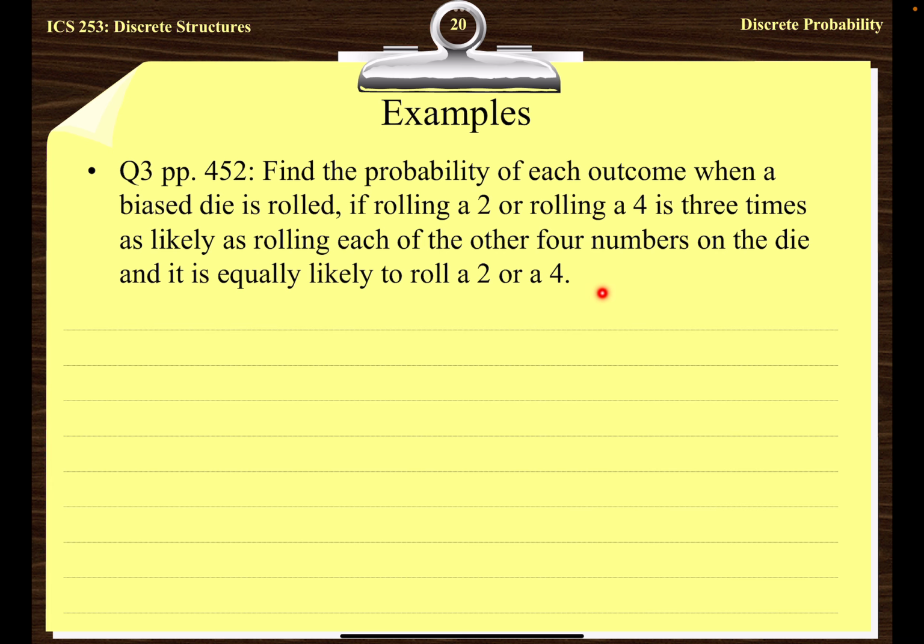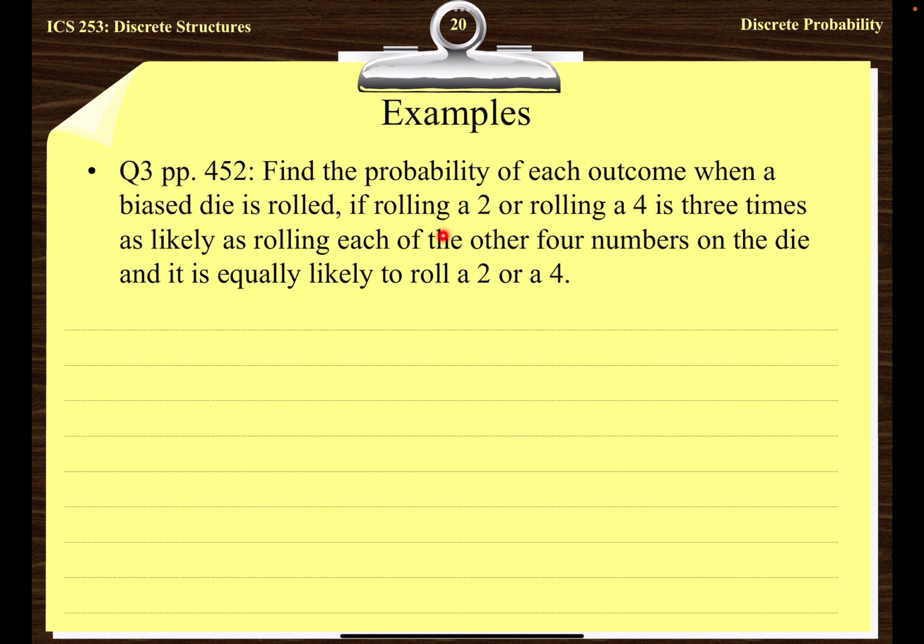Right. Now, let me ask you the following question. Do you think what is meant by rolling a 2 or rolling a 4 is 3 times as likely as rolling each of the other 4 numbers? Is it that probability of 2 is 3 times 1, 3 times 3, 3 times 5, 3 times 6, and probability of 4 is 3 times 1, 3 times 3, 3 times 5, 3 times 6?